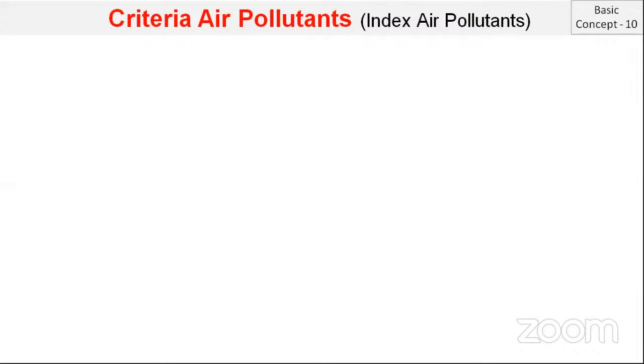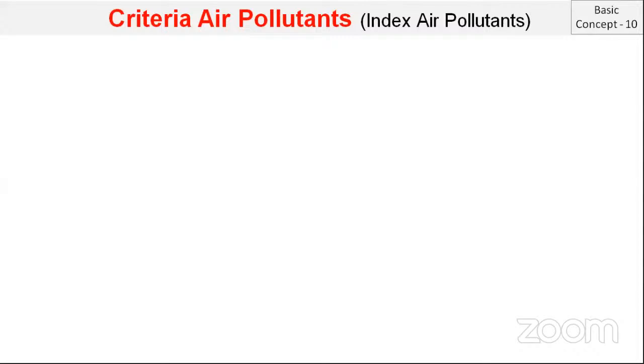So for this difficulty, if we want to proclaim whether a particular area is polluted or not, the scientists of the whole world joined together and listed 6 common pollutants, which are generally combustion products, that is, wherever you burn fuel. They must be common and they should be monitored. And all these 6 common pollutants have a threshold limit value. And if they cross the threshold limit value, you can say that particular environment is polluted.